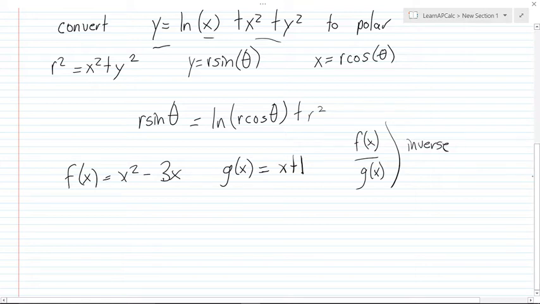Well, the first thing we're going to want to do is actually write out f of x over g of x. I'm going to call this h of x.